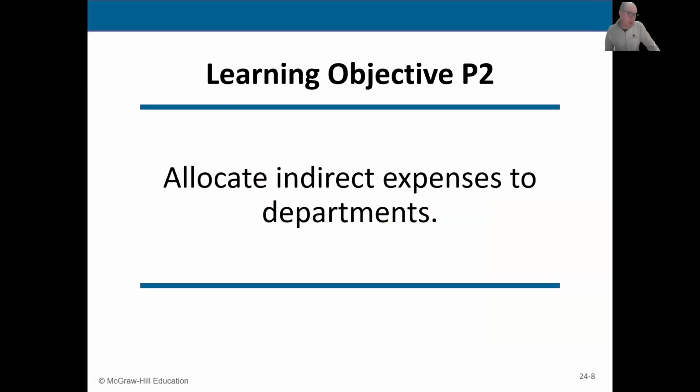So that's responsibility accounting. Relatively straightforward. The way to think about responsibility accounting is it's the ability of each manager to control their respective costs.